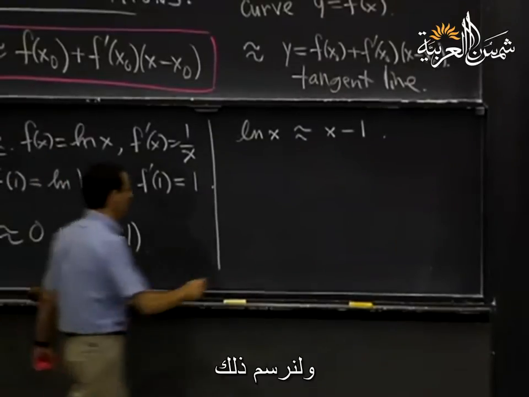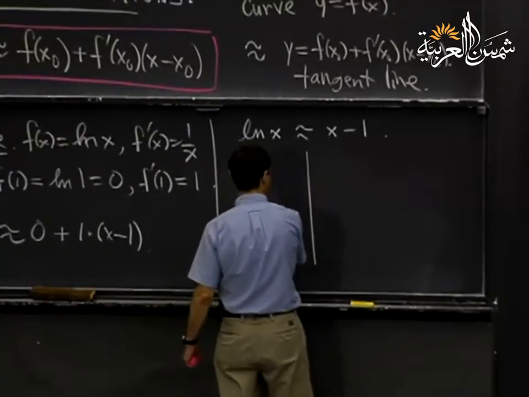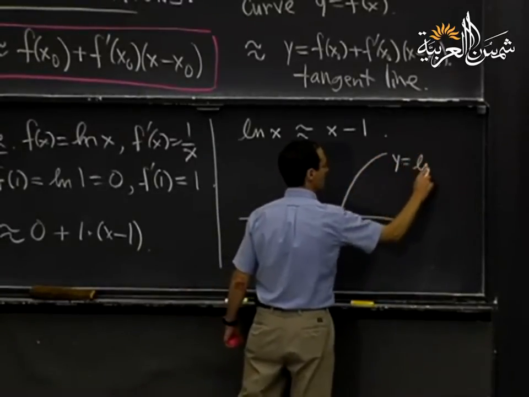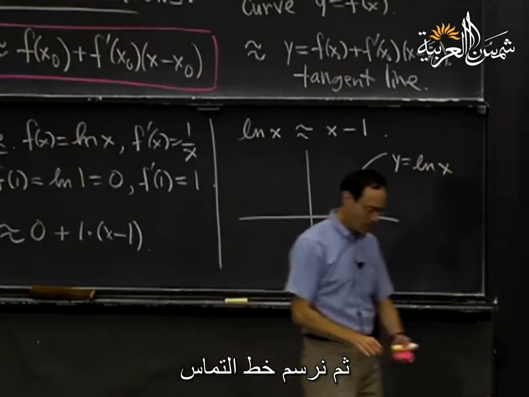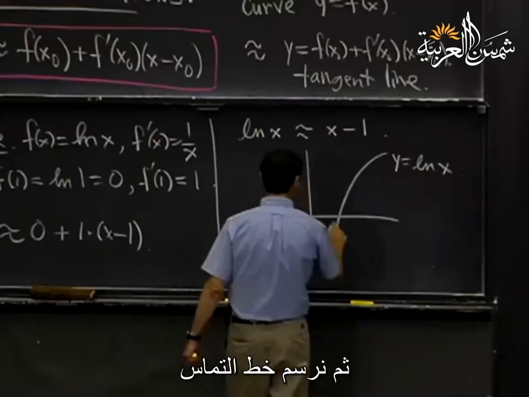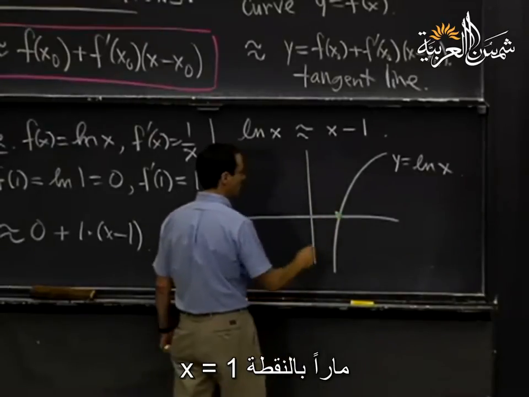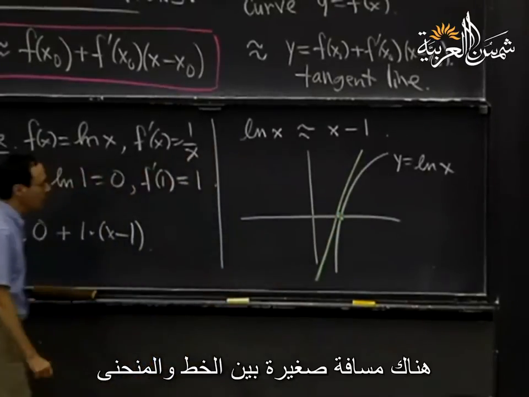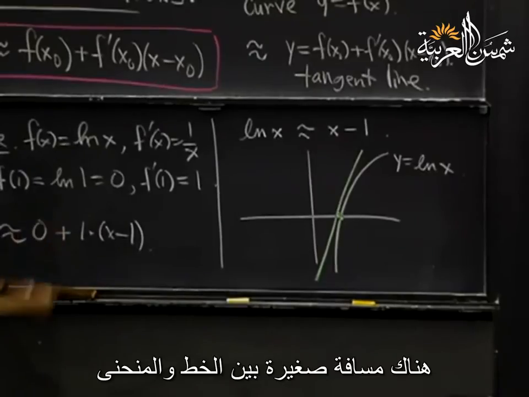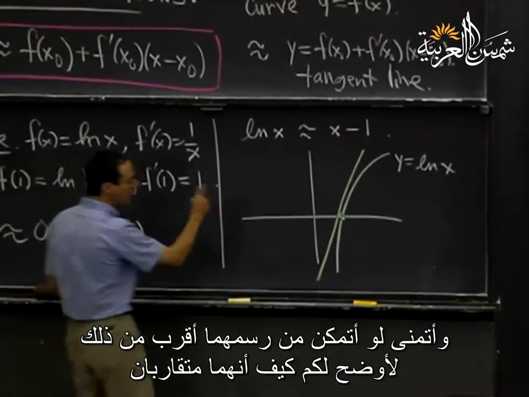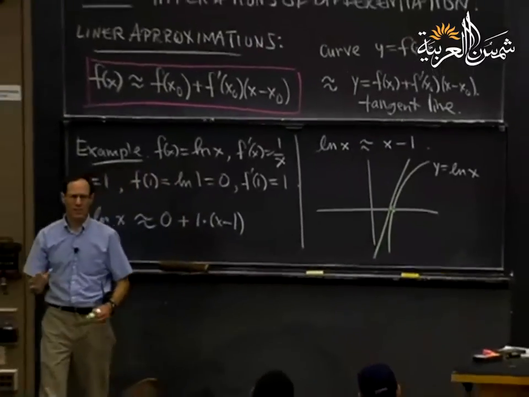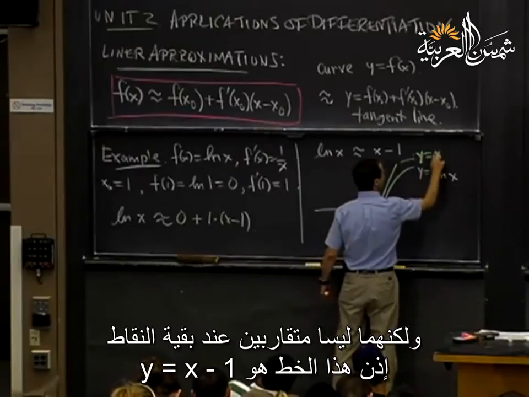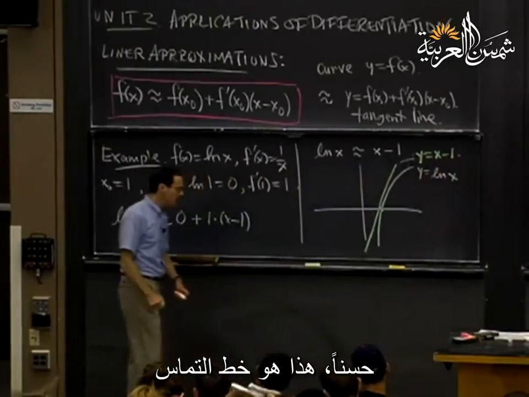And let me draw a picture of this. So here's the graph of log x. And then I'll draw in the tangent line at the place that we're considering, which is x equals 1. So here's the tangent line. All right, I separated them a little bit, but really I probably should have drawn it a little closer to show you. The whole point is that these two are nearby. But they're not nearby everywhere. So this is the line y equals x minus 1. All right, that's the tangent line.